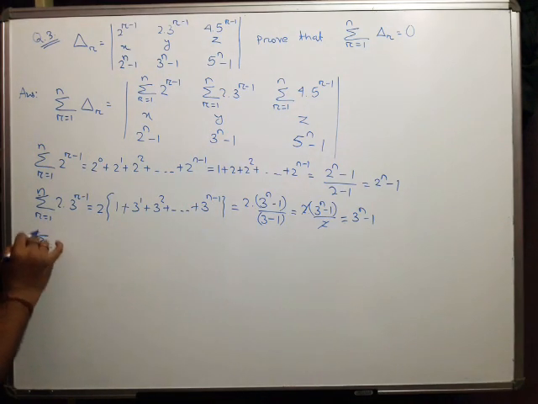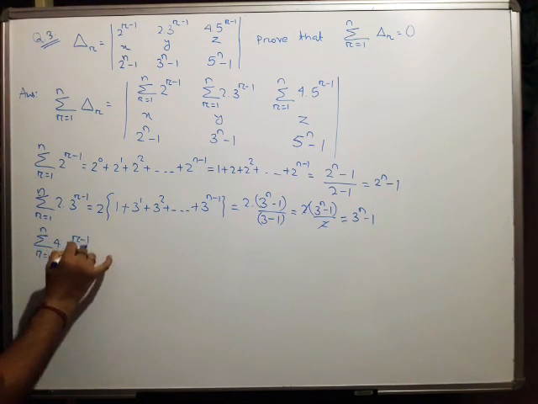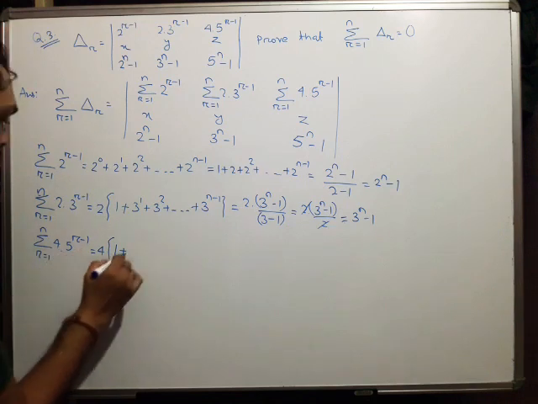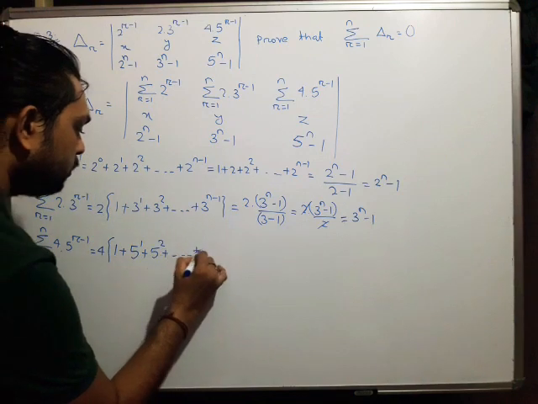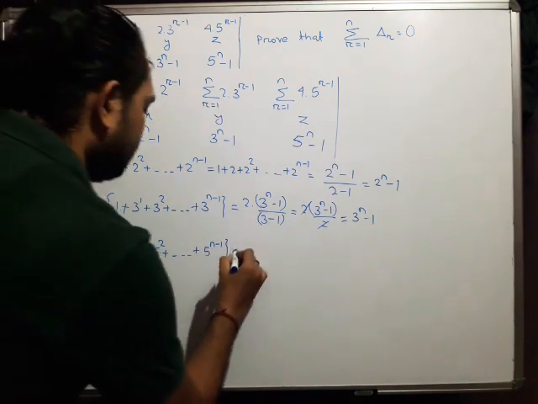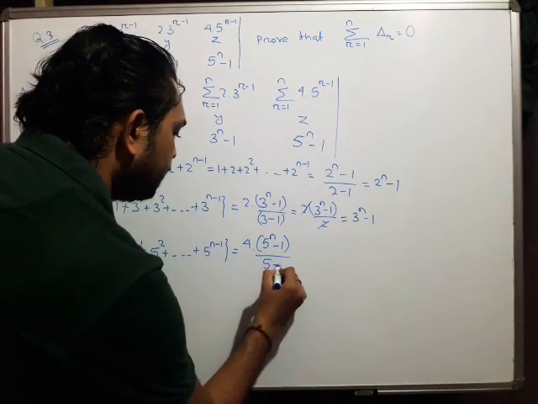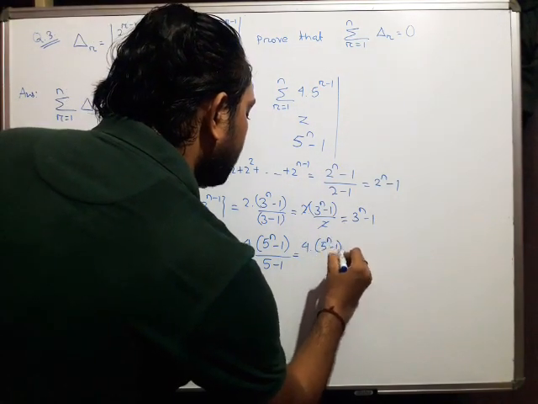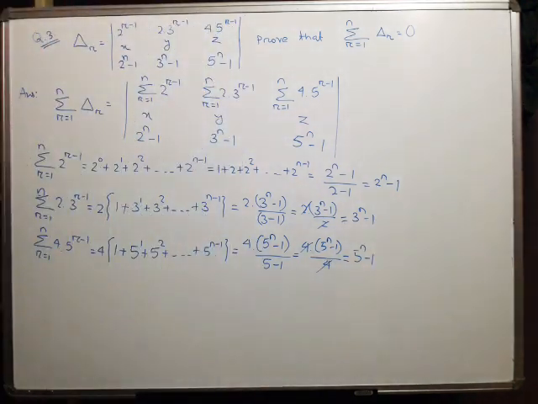Next, r equals 1 to n of 4 times 5 to the power r minus 1. 4 is a constant, it gets outside. Again putting r equals 1, we get 5 to the power 0 whose value is 1. Next we put 2, so 5 to the power 1. Again r equals 3, 5 square, and so on up to 5 to the power n minus 1. Now this is 4 times 5 to the power n minus 1 by 5 minus 1. This is equal to 4 into 5 to the power n minus 1 by 4. 4 gets cancelled, so this will be equal to 5 to the power n minus 1.